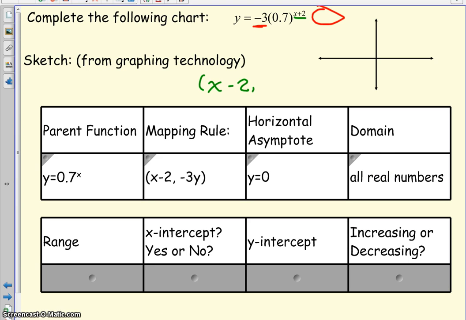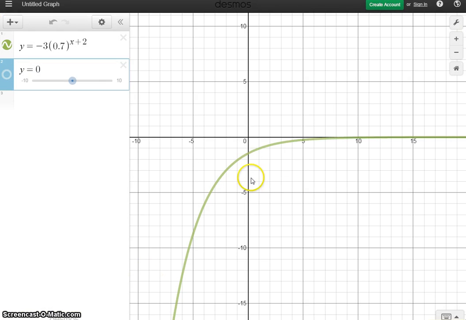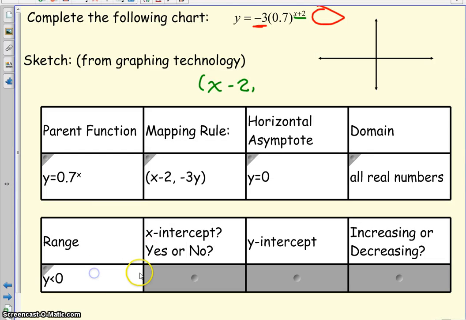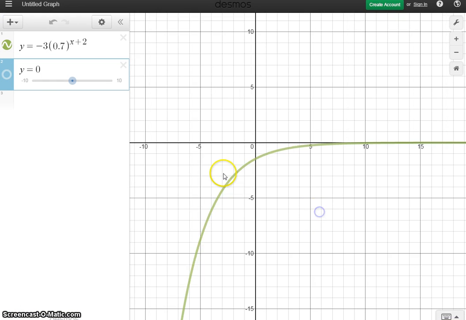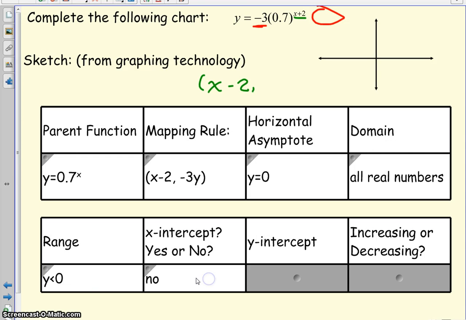The range in this case, if you look at the graph, is going to be anything below the asymptote, because we've been reflected here. So it's going to be any y value that is less than 0, strictly less than 0. Is there an x-intercept on this? You might think there is by taking a quick look at the graph, but remember the asymptote is there at y equals 0, so we can't actually cross that spot right there. We can get infinitely close to it but never actually touch it. So there is no x-intercept here.